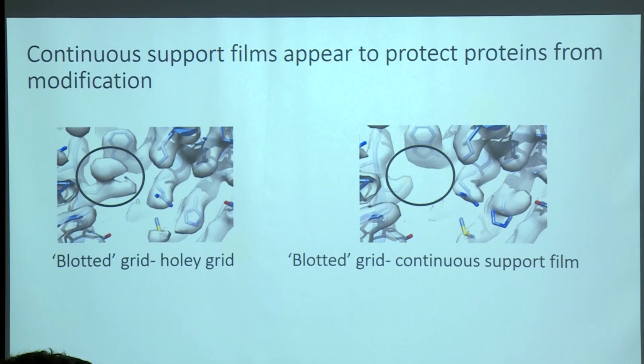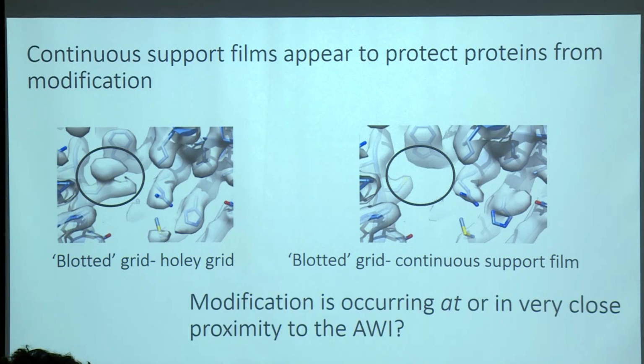So the next question for us really is: is this something that's happening at the air-water interface, or is this just something happening within the thin film environment somehow? So this time we made a standard Vitrobot blotted grid, but with a continuous support film. We just used carbon in this particular case, sequestering our particles away from the air-water interface, and lo and behold, we have no cysteine modification. So we're confident that this is a process that's happening very close to or at the air-water interface.